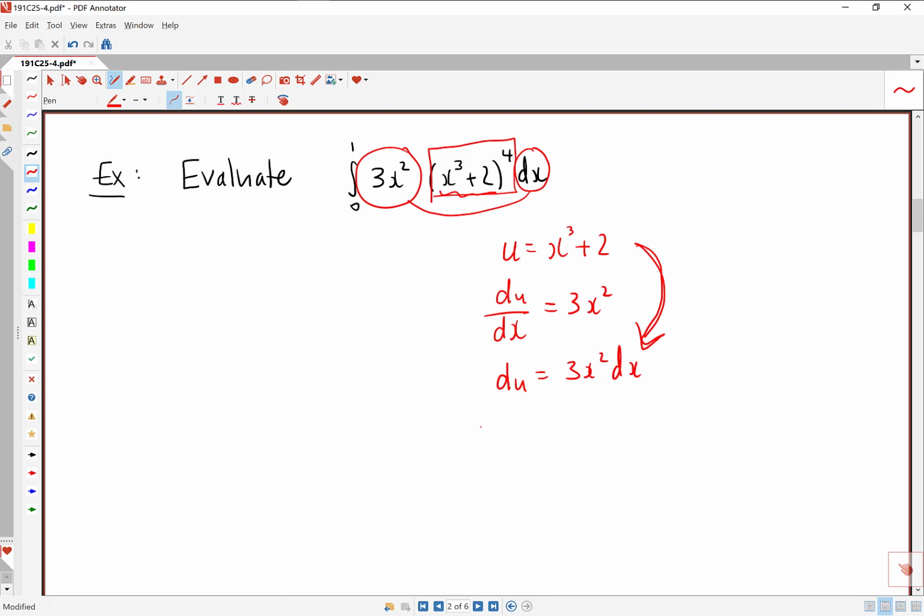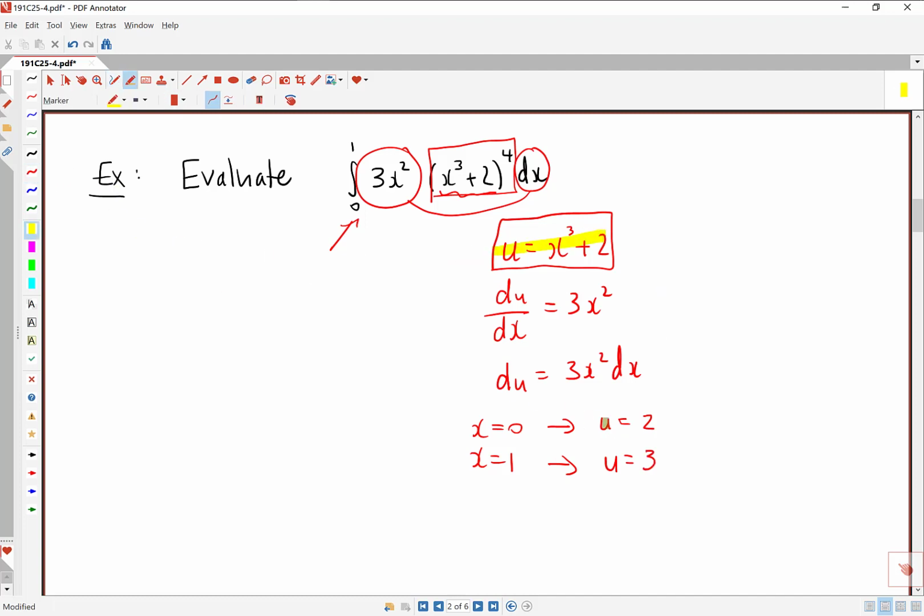But the new problem that we haven't faced before is what to do with the numbers on the integral. So the idea is that these numbers are x values. So we need to take x equals 0 and x equals 1, and we need to turn them into u values. And the way we're going to do that is we're just going to look up here and figure out what our function u is. Well, u is x cubed plus 2. So if we plug x equals 0 into u, we get 2. And if we plug x equals 1 into u, we get 3.